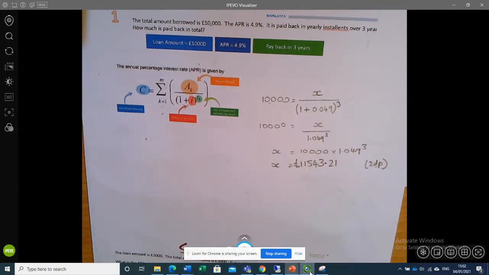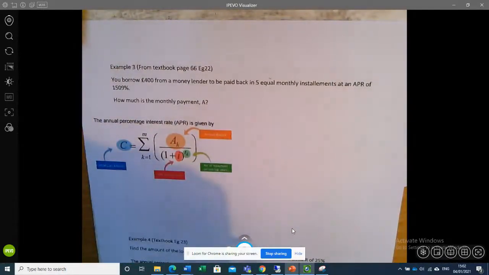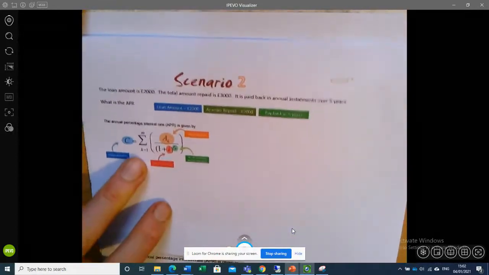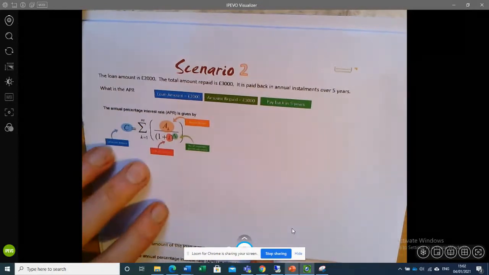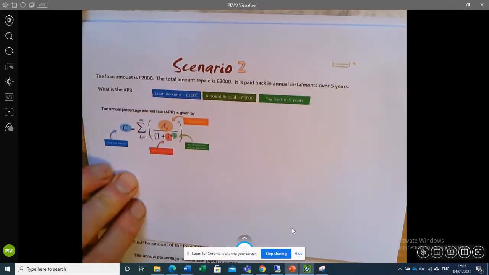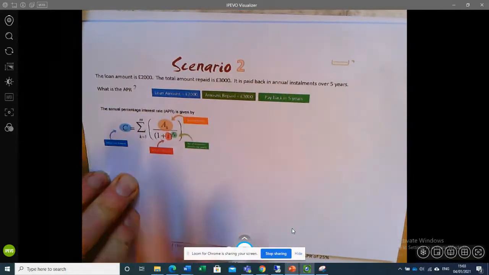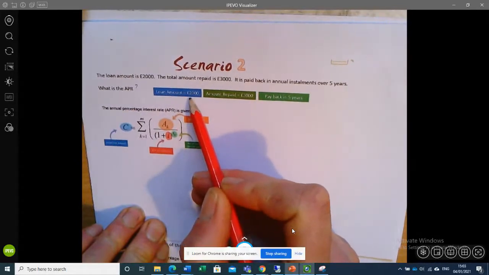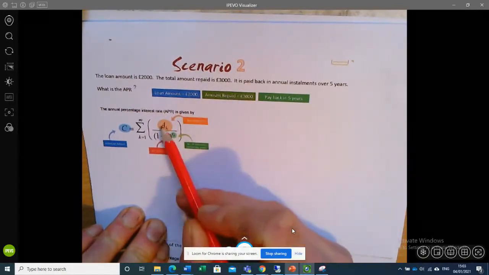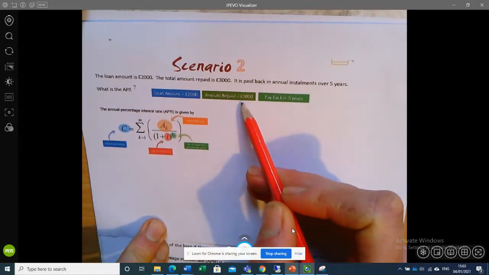Right, we're going to go on to a second example now. In our second example, scenario number 2, we have a loan amount of £2,000. The total amount repaid is £3,000 and it's paid back in annual instalments over 5 years. We want to know what the APR is. So again, our total amount, C, is equal to 2,000. Our amount repaid, so the A subscript K, is equal to 3,000.